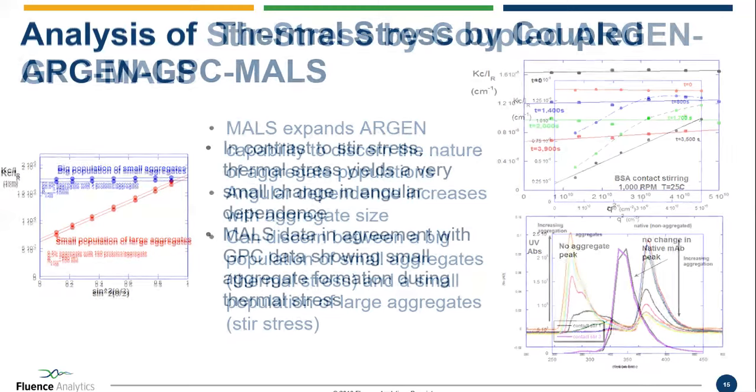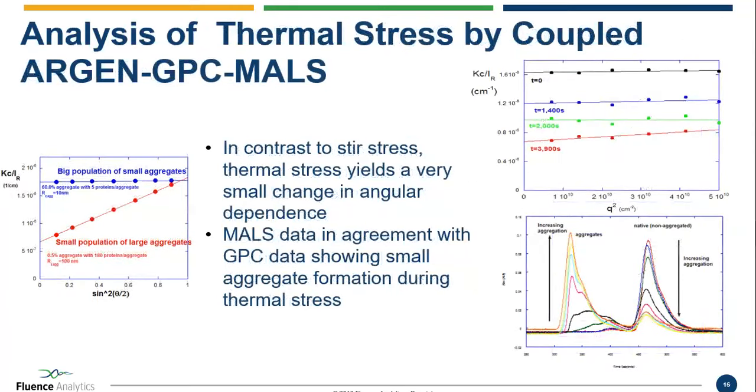But when we look at the thermal stress, using the same setup where we're pulling at periodic intervals, again, this is BSA. I believe it's being stressed at, I think, 58 degrees C. So in contrast to the stir stress, we see very little change in the angular dependence. If you look at that plot on the top right, I have the light scattering data from the ARGEN on the next slide, I can show you that. But we have a strong increase in the light scattering, but very little change in angular dependence.